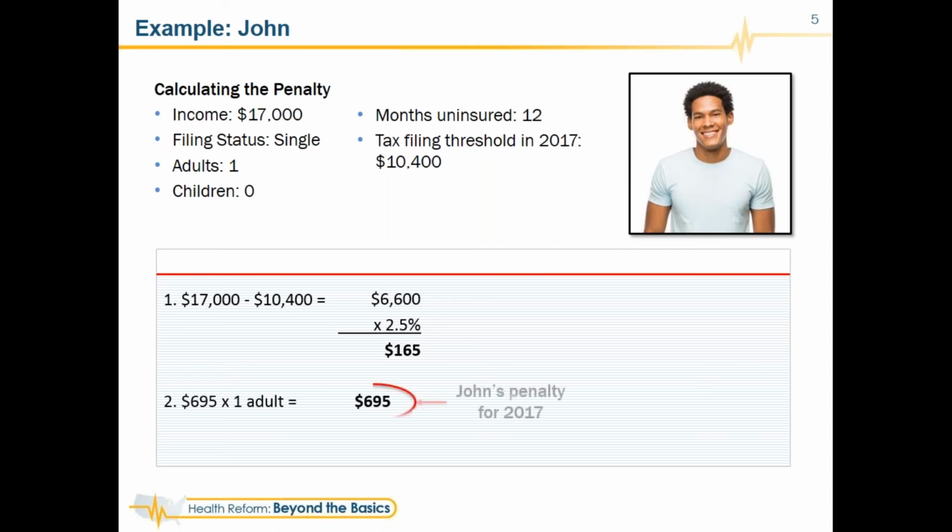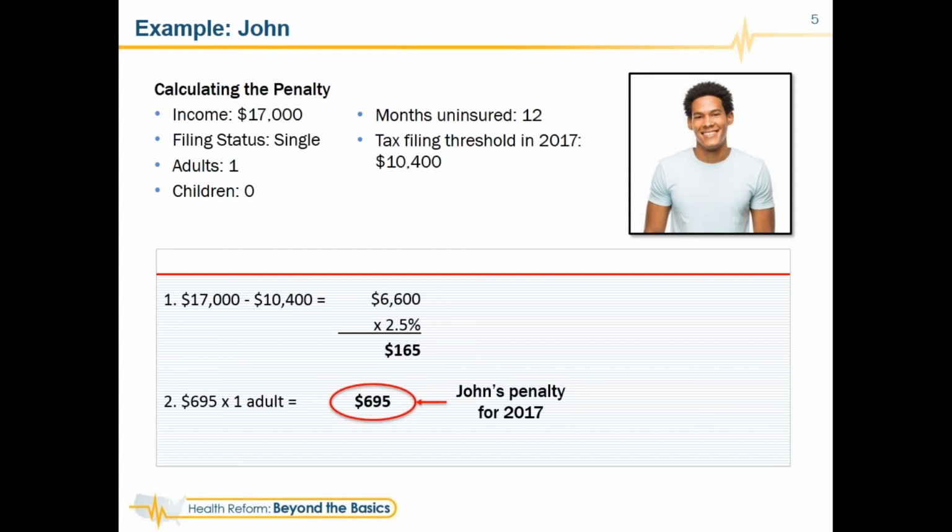The first way, we'll subtract out the filing threshold, the $10,400, from his income, and then we'll take 2% of that amount, and his penalty calculated that way would be $165. Or we calculate it the other way, the $695 penalty for an adult without coverage, and we take the greater of those two amounts, which is clearly the $695. So that would be John's penalty for 2017.